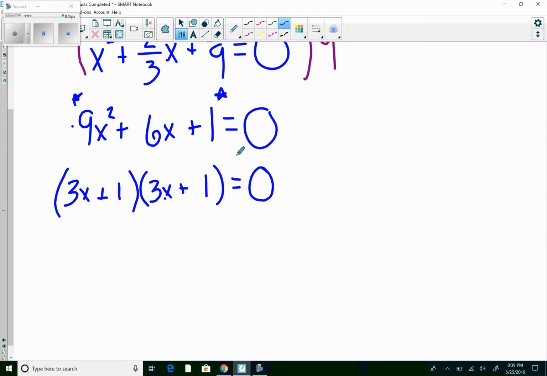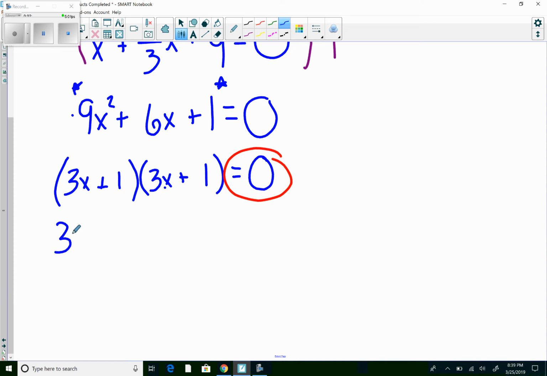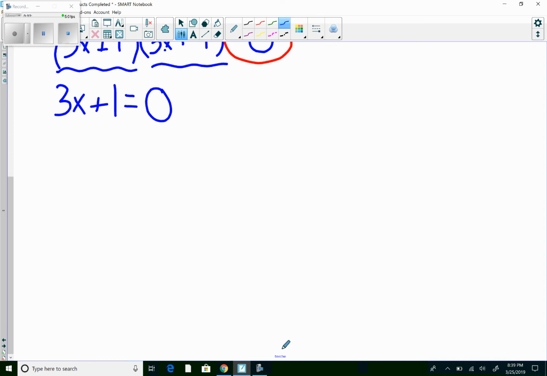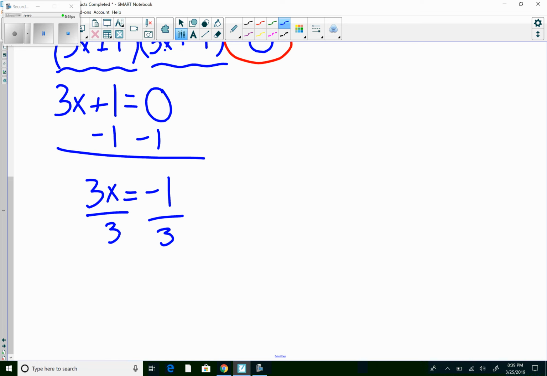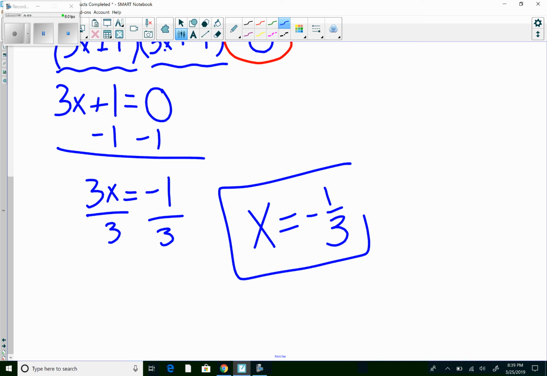Okay, now here's our zero product property. It's equal to 0. So what we have the ability to do is we can just take each of these pieces, and realistically, you only need to take one because they're the exact same term. So all you need to do is just take one of these, set it equal to 0, and solve. So subtract 1 from each side, divide both sides by 3. So x is going to equal -1/3. And it's really just as basic as that.